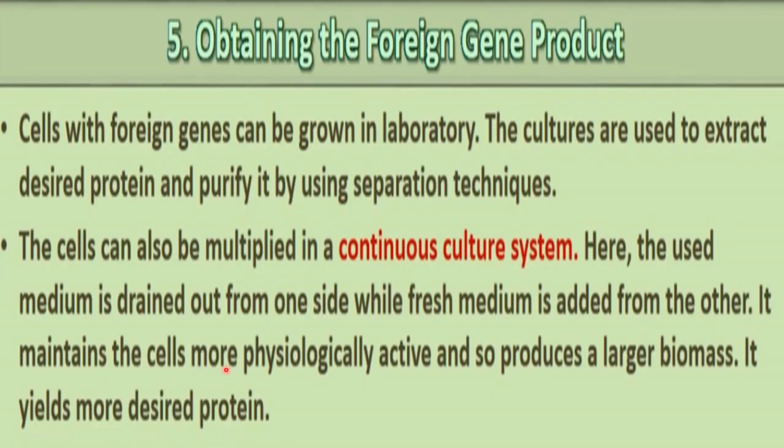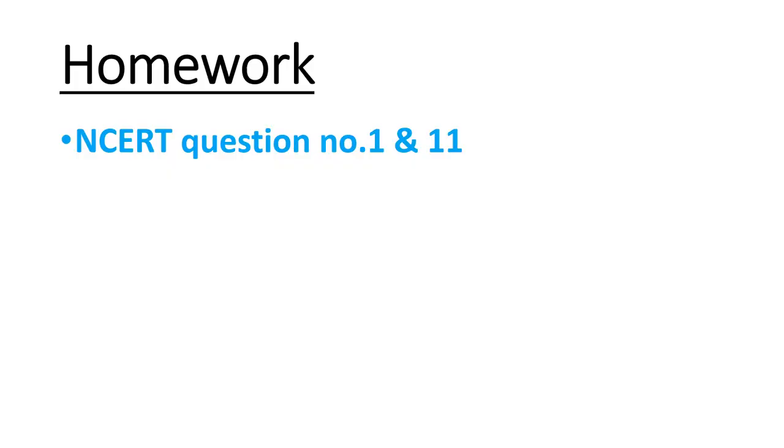It maintains the cells more physiologically active and so produces a larger biomass, and it yields more desired proteins. So about these methods, these continuous culture systems, we will do in the next lecture, how we culture these bacterial cells for obtaining the foreign gene product. For today, your homework is NCERT question number 1 and 11, and also practice the PCR, all the steps of PCR.